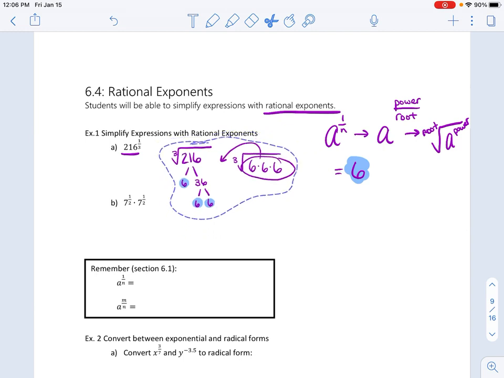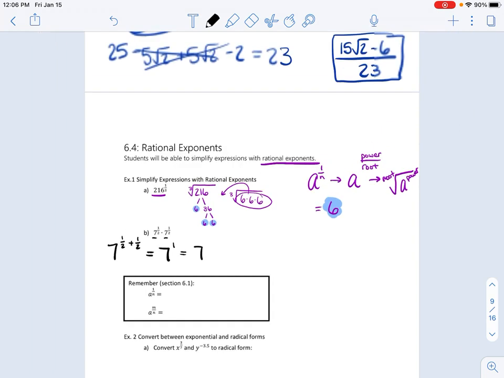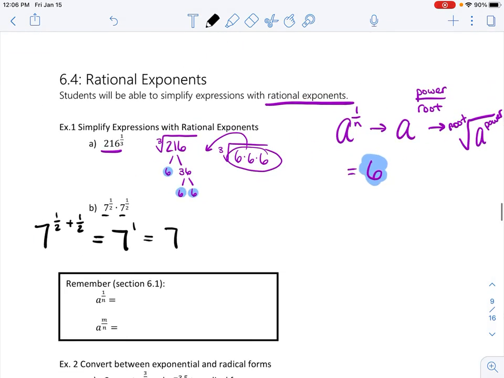Now the next one, there is 2 ways to do this. I am going to show you both ways, and you can choose. So the first way that I'm going to show you is that if you recall, if we have the same bases here, we can just add our exponents. So 1/2 plus 1/2 is actually just 7 to the first power, which is just 7. So the same base of 7, add the exponents, we are good to go, we get our solution.